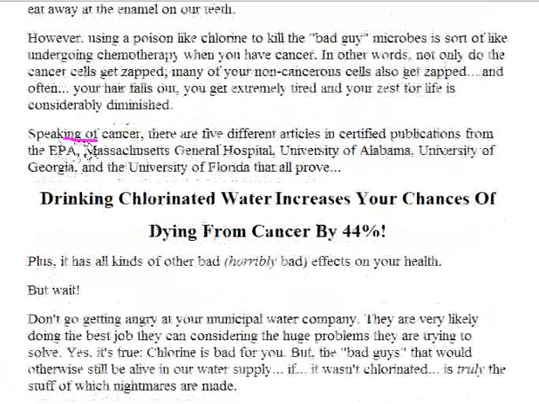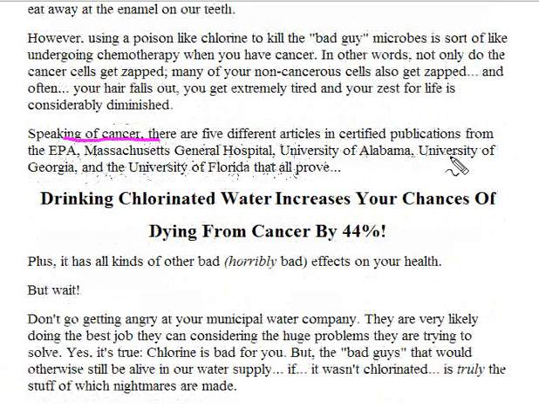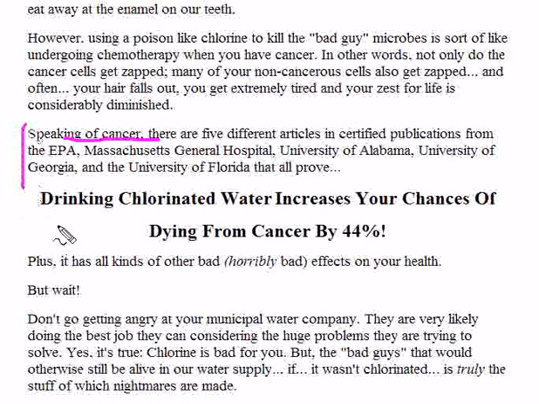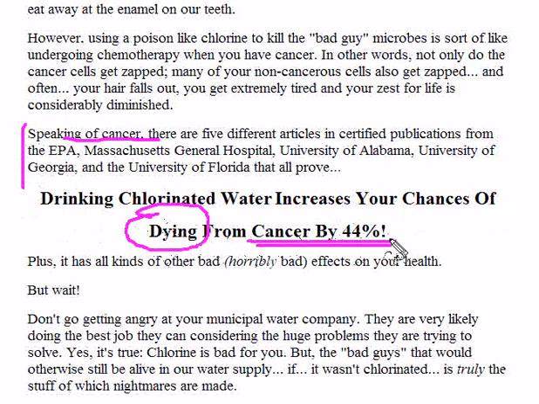Now it goes on. Speaking of cancer, there are 5 different articles in certified publications from the EPA, Massachusetts General Hospital, Harvard, University of Georgia, and University of Florida that all prove, again, credibility, that drinking chlorinated water increases your chances of dying from cancer by 44%. Again, shock value. Wow, you can actually die from chlorinated water. Plus, it has all kinds of other bad, horrible effects on your health.